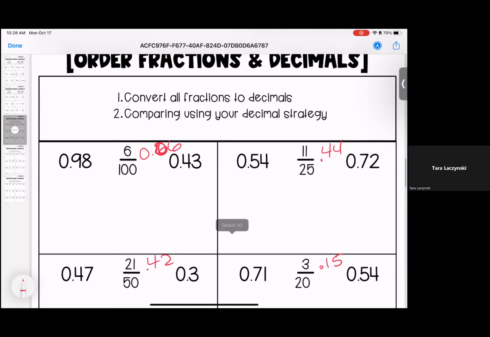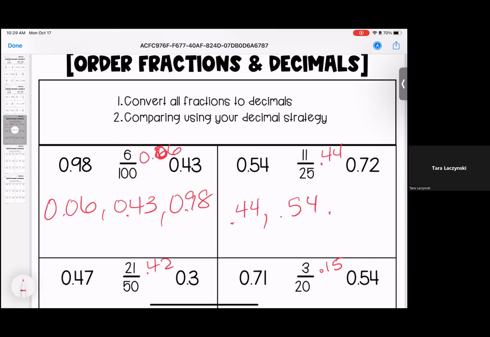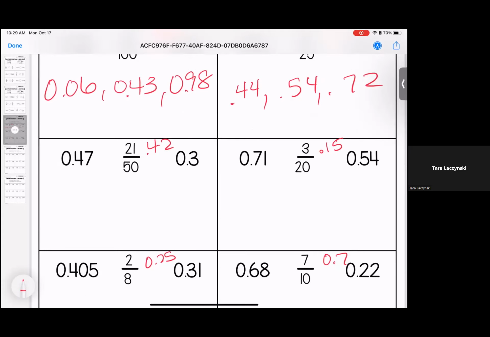Once we have that, then we can go ahead and order them using our decimal value. You can order these from greatest to least or least to greatest. I left it up to you as long as there was a pattern. I prefer least to greatest. So we would have 6/100, 43/100, and then 98/100. For this one, we would have 44/100, 54/100, and 72/100, just putting them in order, least to greatest. Here we would have 3/10, 42/100, and 47/100.